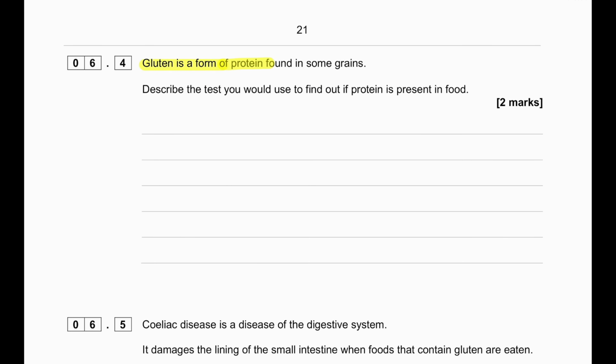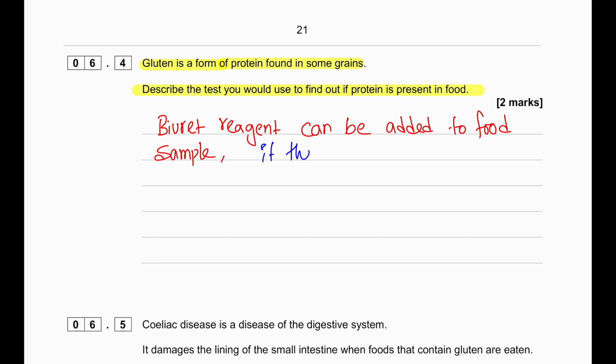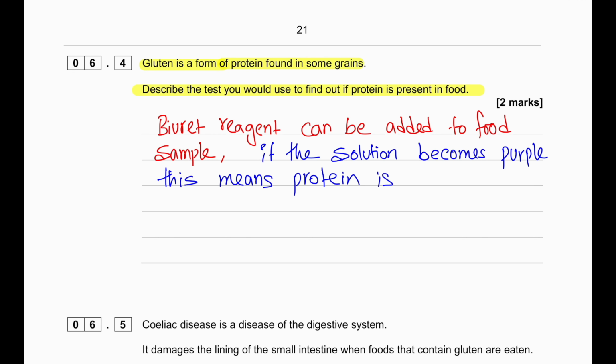Gluten is a form of protein found in some grains. Describe the test you would use to find out if protein is present in food. To test for protein, we can add biuret reagent to food samples. If the food sample solution becomes purple in color, that means protein is present.